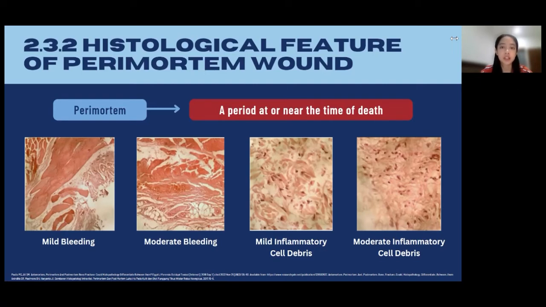Based on histological examination, usually perimortem wound will show mild to moderate bleeding as well as mild to moderate inflammatory cell debris. This is compared to intravital and also postmortem wounds.